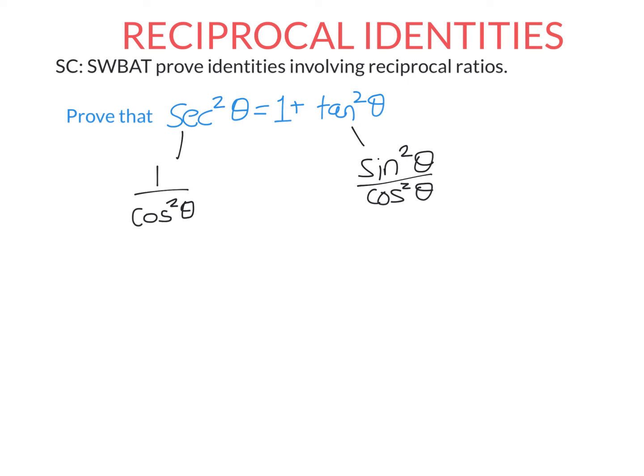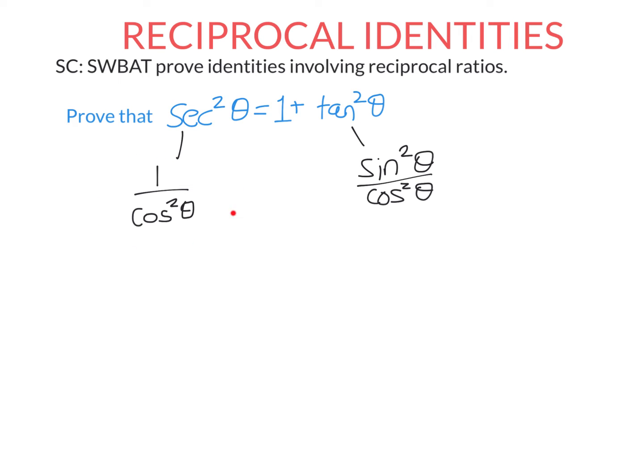So it might help us see what's going on a bit better if we write sec and tan in terms of sine and cos. So sec theta is 1 over cos theta. So sec squared theta, 1 squared is just 1, and then you square the cos on the bottom. So sec squared theta is 1 over cos squared theta, and tan squared theta, we should know by now, is sine squared theta over cos squared theta.